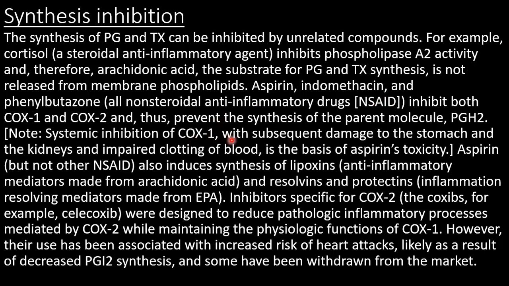Okay, so systemic inhibition of COX-1 will lead to damage of the stomach by the gastric acid and of the kidneys, and it will also lead to impaired clotting of blood, because if you cannot form thromboxane A2, there will be no platelet aggregation, so the platelet plug cannot be formed, so there will be impaired clotting. This is the basis of aspirin's toxicity. Now, aspirin also usually delays birth in both humans and animals.